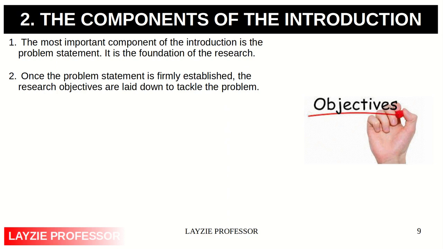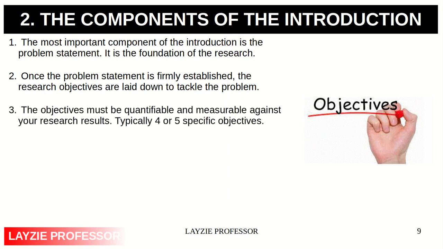The objectives must be related to the problem. They are laid out to tackle or to try to resolve the problem that you have described. And your objectives typically must be quantifiable and measurable. There must be something that can be scientifically measured, so that it doesn't become something ambiguous.